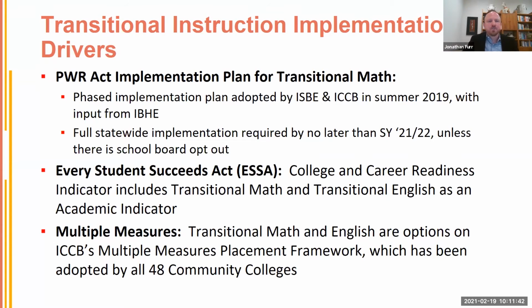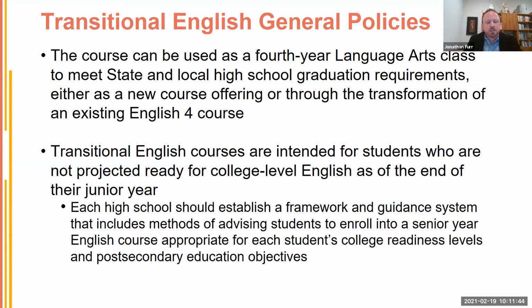So I'd like to shift from there to talk about some of the general policies. These are policies that are set out within the policies and competencies document, and were discussed as part of the work with the state agencies, the Competency Development Group, and have been out for public comment as well. One important aspect of the transitional English course within the policies is that this course can be used as a fourth-year language arts class to meet state and local high school graduation requirements.